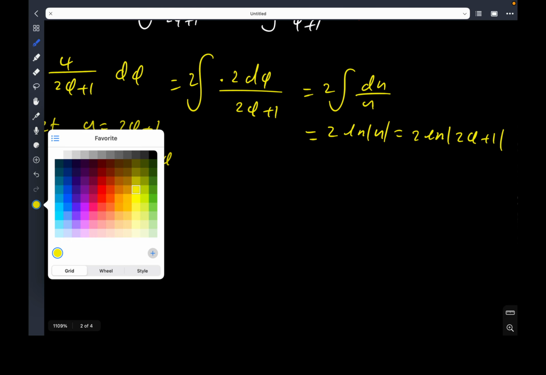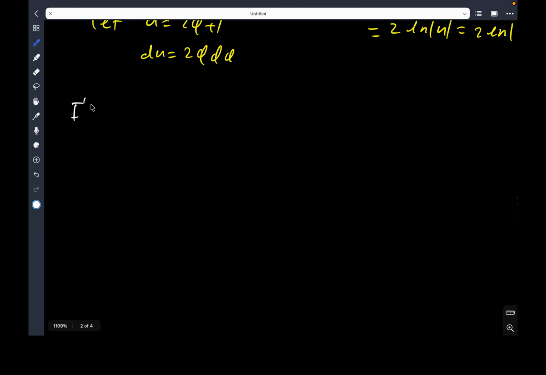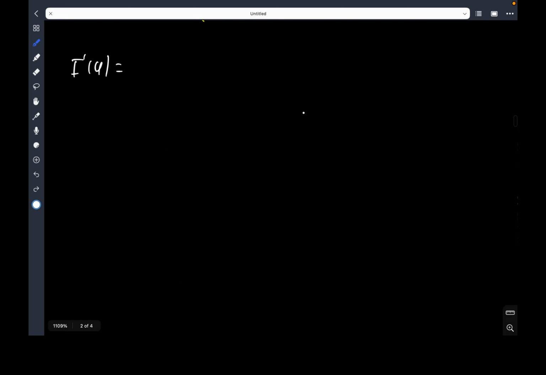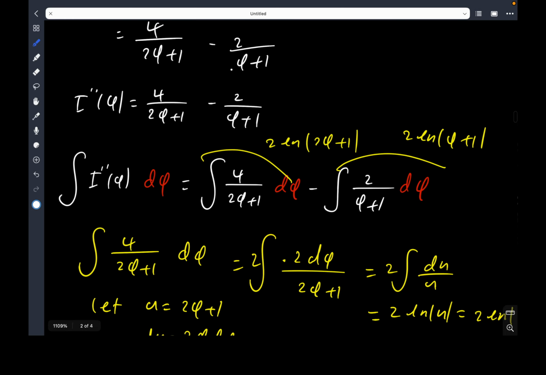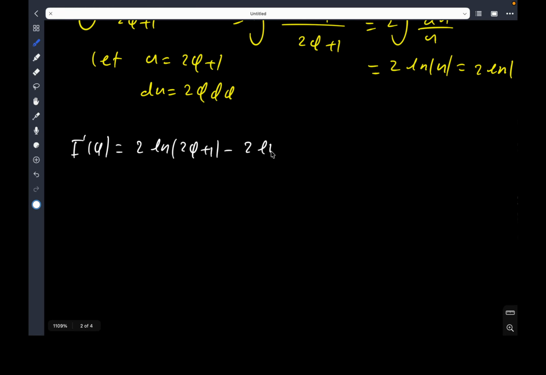Therefore, I'm going to write this again. My I prime of phi is 2 ln of 2 phi plus 1 minus 2 ln of phi plus 1 plus c, some constant of integration. And now, how should we find this constant of integration, which I'm going to call c1, because we're going to integrate once more to find I of phi.